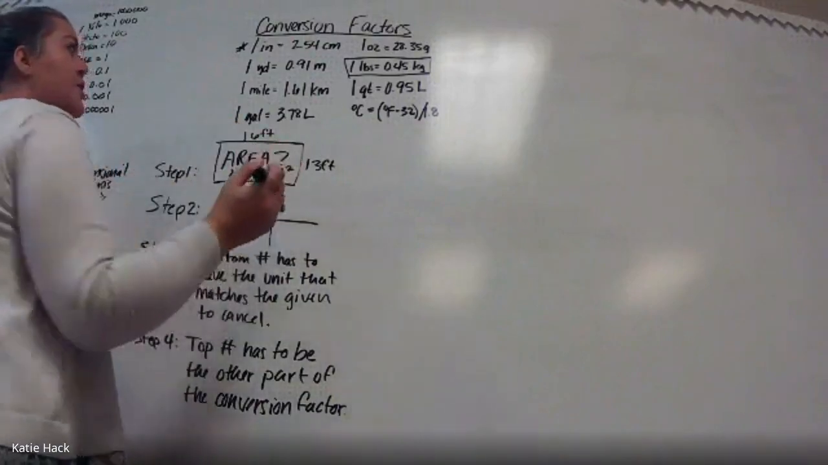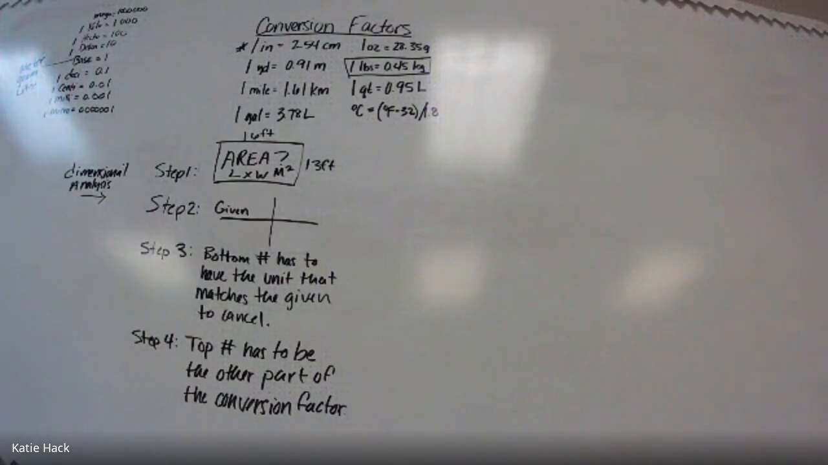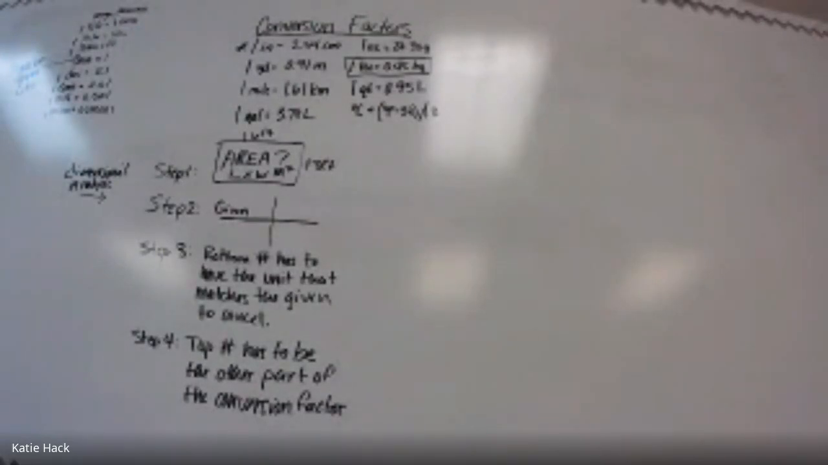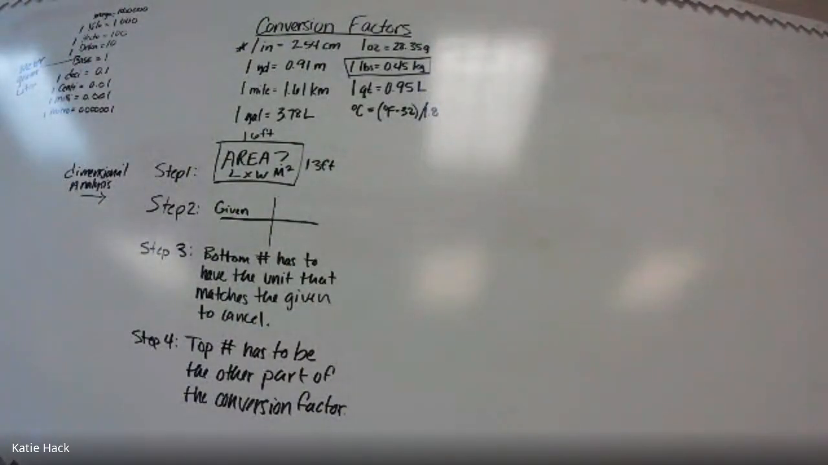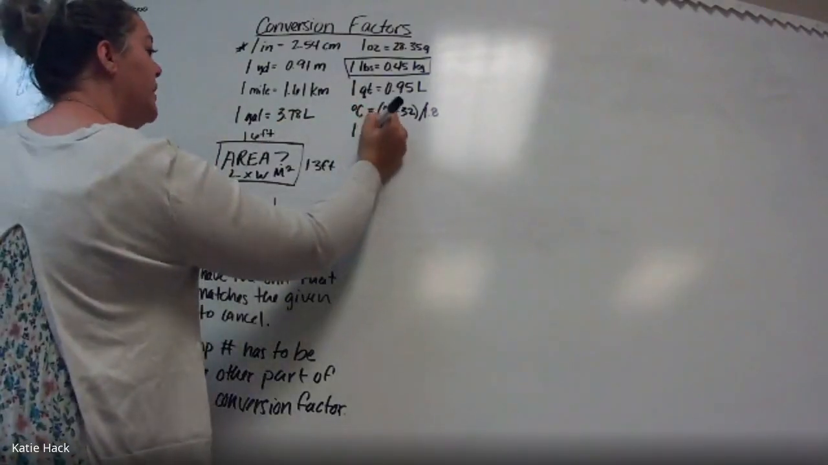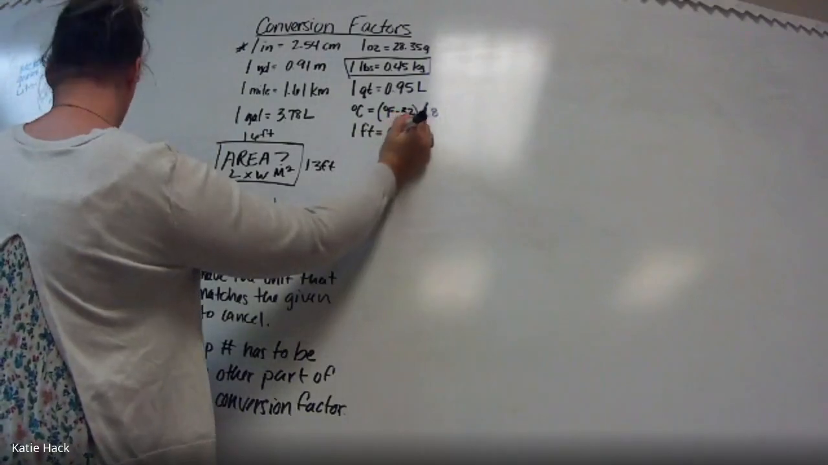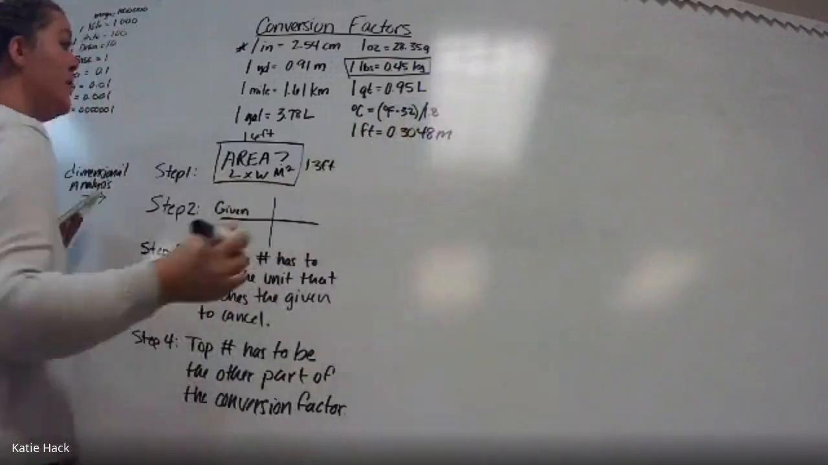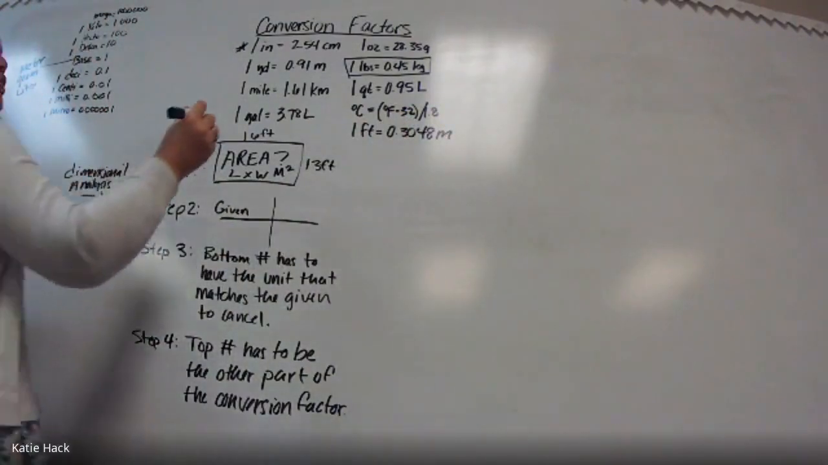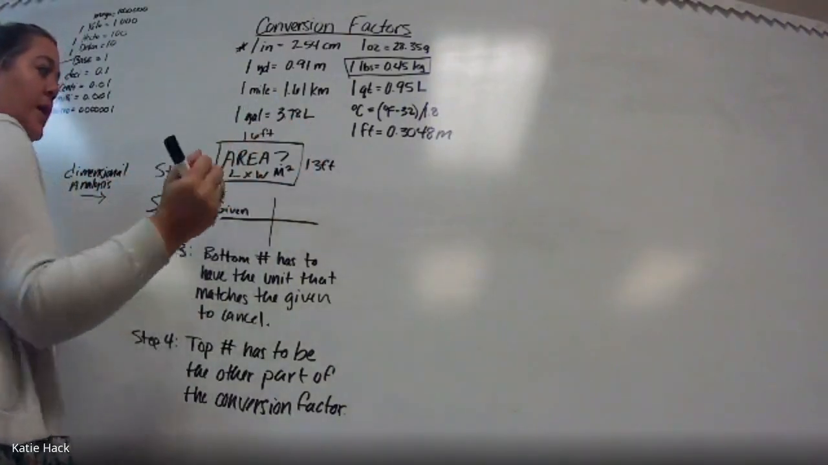Okay, so we're looking for meters. Is there a conversion factor that goes from feet to meters? I actually don't see one up on the board. So what you can do is you can look that up. So 1 foot equals 0.3048 meters. Okay, so the first thing you do is you convert each of these into meters before we plug it into our equation.